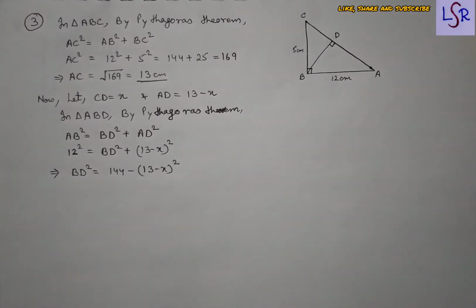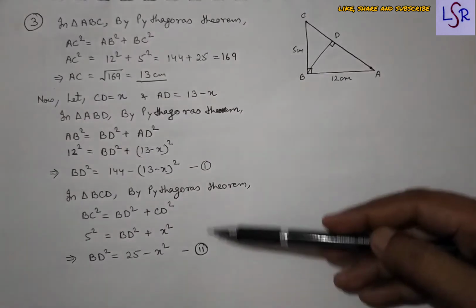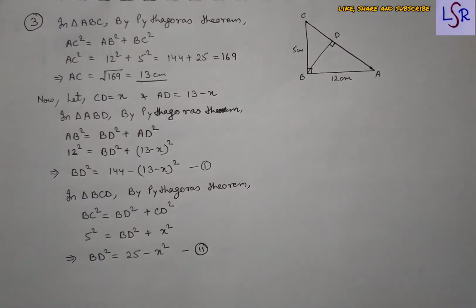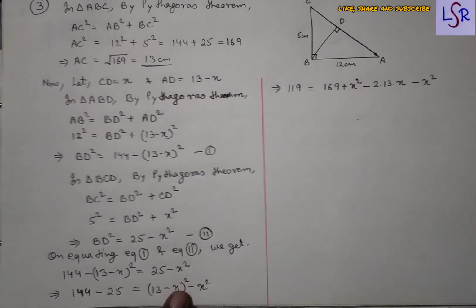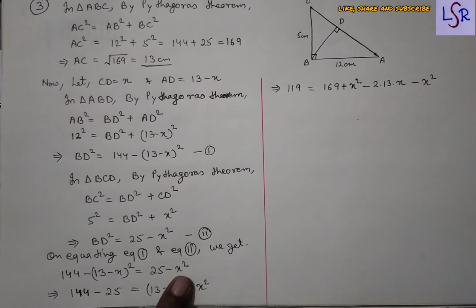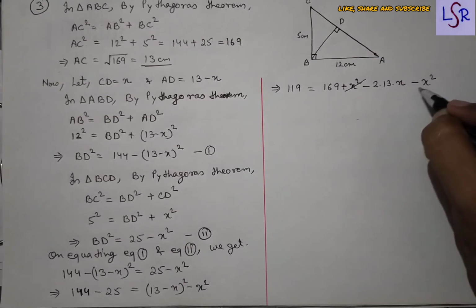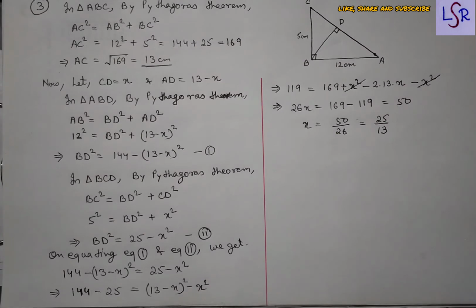Now we are going to do the same for BCD, and again find BD square from there. Here we have got BD square equals 25 minus x square. Now we are going to equate both equations because in both cases the LHS is BD square. We solve this after rearranging and using the identity of (a minus b) whole square, and we have got this expression. Here this x square will be cancelled with this one. Then we transfer this to the other side. After making a transpose, finally we get the value of x as 25 by 13.